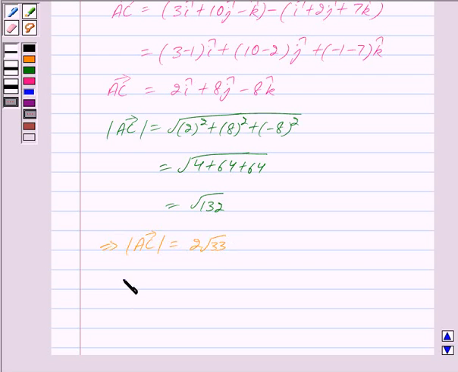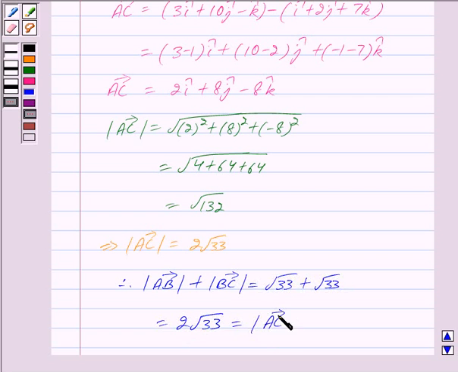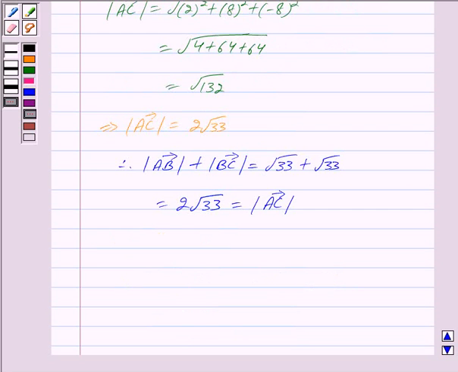Therefore, we can clearly see that mod of vector AB plus mod of vector BC is equal to under root 33 plus under root 33, which is equal to 2 under root 33, and this is equal to mod of vector AC. Therefore we get points A, B and C are collinear.